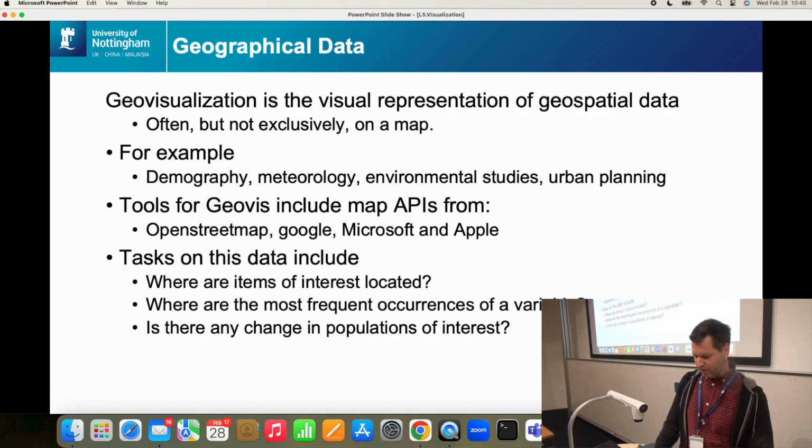Where are the items of interest located? Where are the most frequent occurrences of a variable? Are there any changes in populations of interest? So that's usually people-centered data, right? When you're studying populations, usually that's associated with geospatial visualization.